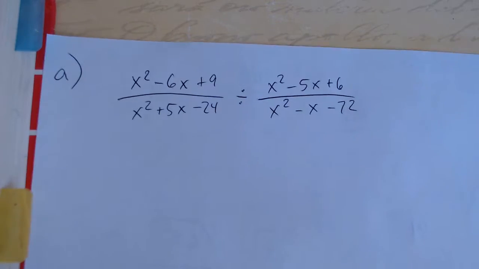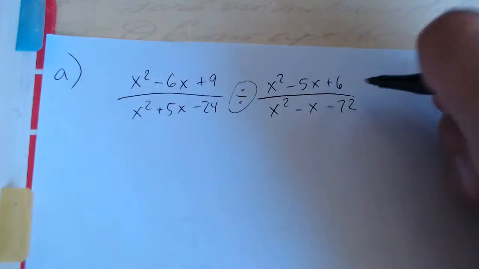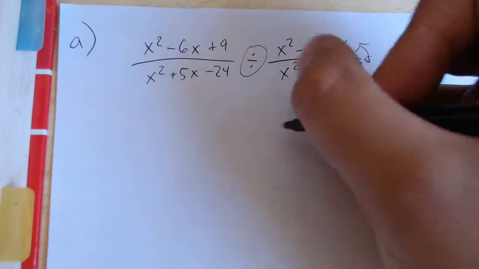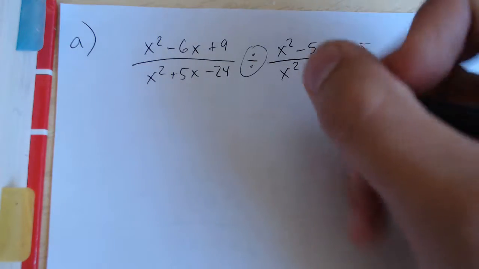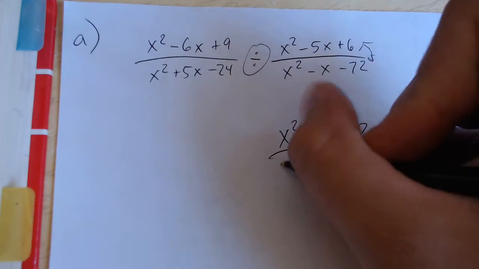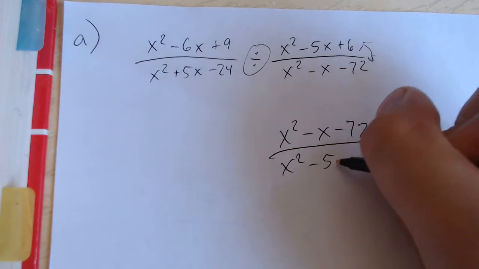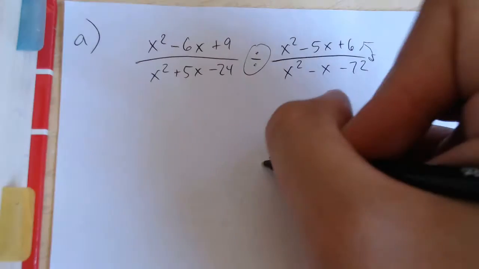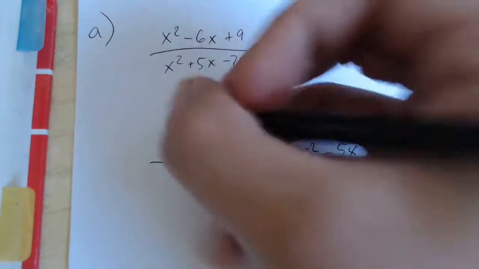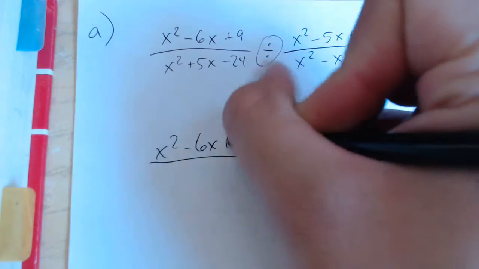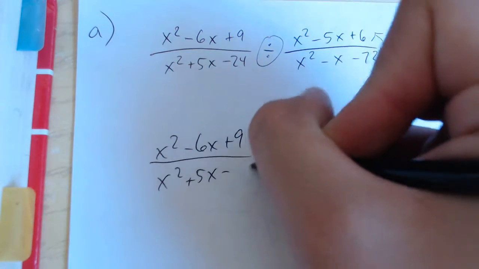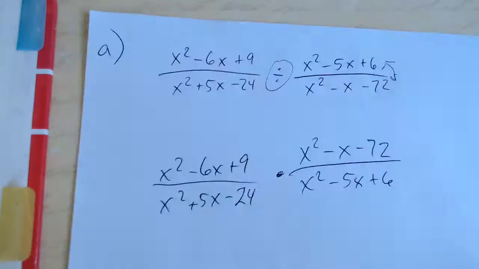Starting with practice A. The first thing we see is that this is a division problem, so we have to immediately invert the denominator. So we're going to go ahead and rewrite our problem, and with the denominator on top, we're going to put x squared minus x minus 72 over x squared minus 5x plus 6. Alright, and then we can turn that into a multiplication symbol. The numerator and the denominator on the left side will remain the same. And our next step is going to be factoring the trinomials, or greatest common factors if there are any.